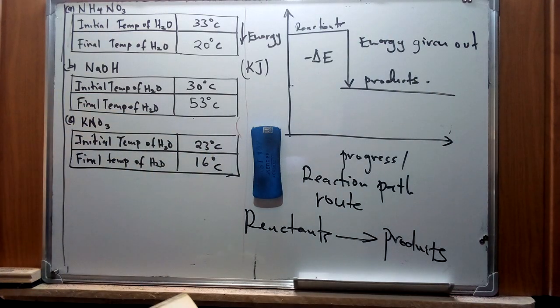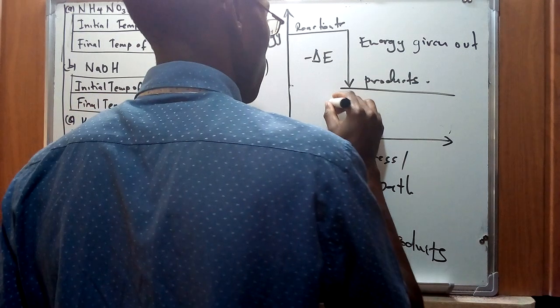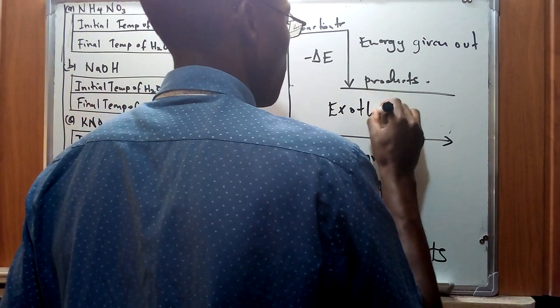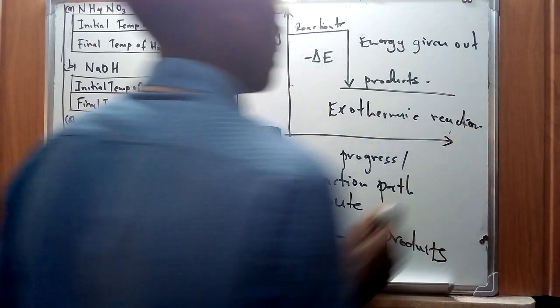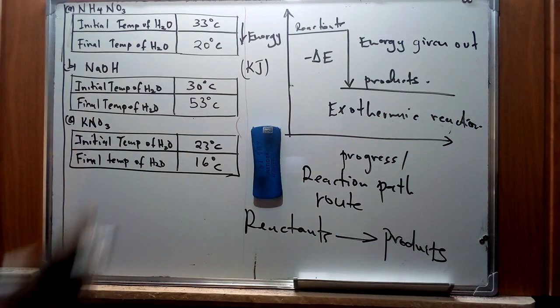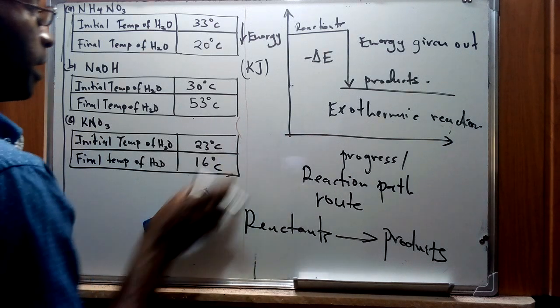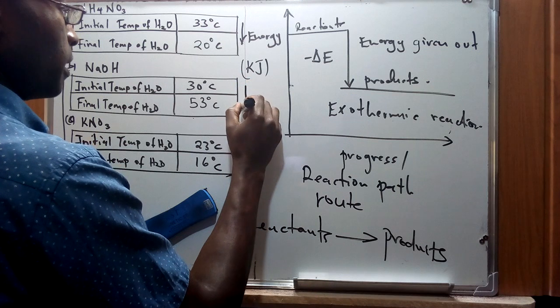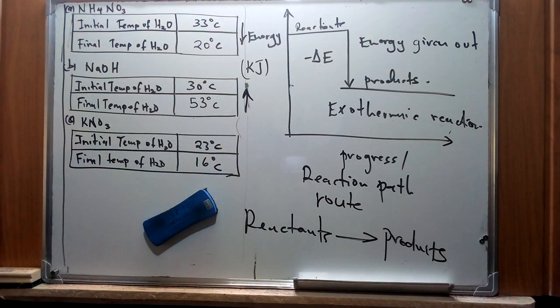So this kind of reaction, whereby the energy is given out, we call an exothermic reaction. Therefore, we can represent an exothermic reaction using that energy level diagram that I've illustrated on the board. One of the examples of an exothermic reaction is this one, whereby there was an increase in temperature that we can illustrate using that specific case.